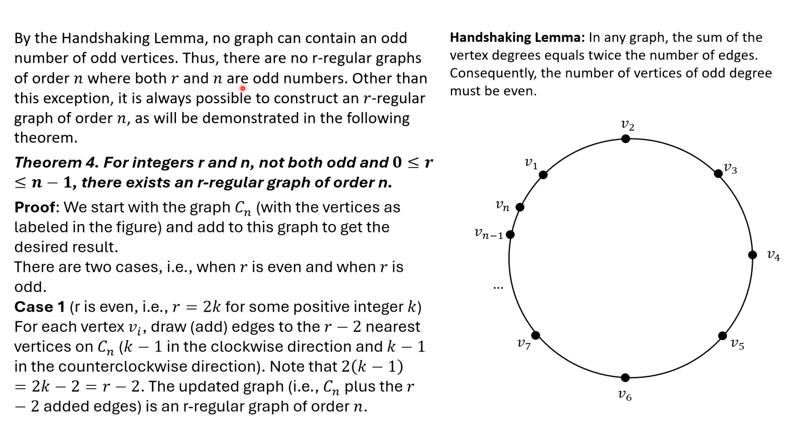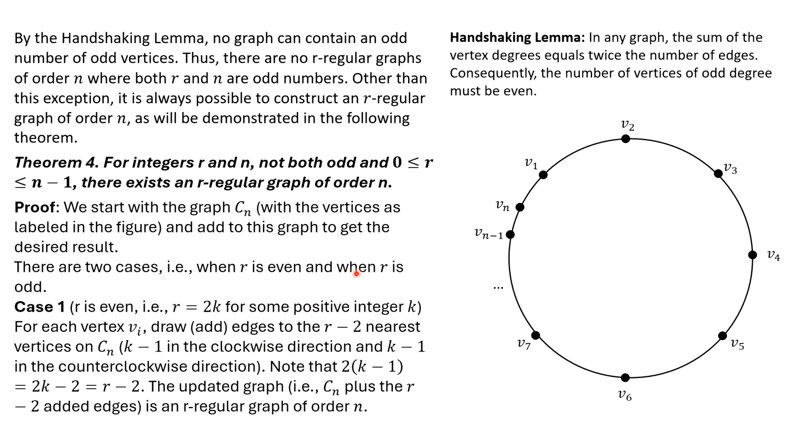So other than this exception, we can always create an r regular graph of order n, and that's what this theorem says here. For integers r and n, not both odd, r between 0 and n minus 1, there exists an r regular graph of order n. And the way we do that is we start with the cyclic graph C sub n, and that gives us a two regular graph of order n. And then we look at two different cases. One when r is even, which I'll do on this slide, and another case where r is odd.